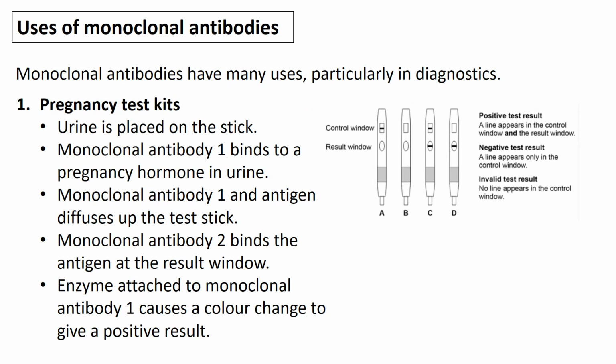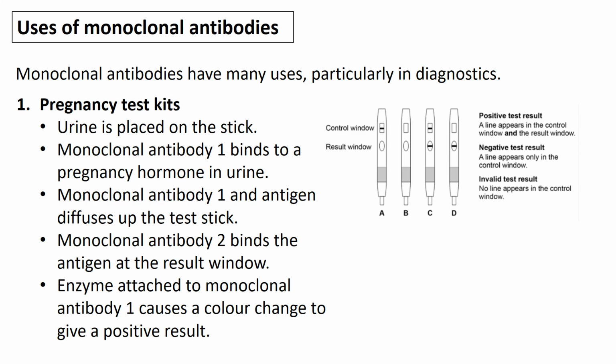And the reason you might want to do this is for all of the different uses. So you can use monoclonal antibodies in pregnancy test kits. So you would urinate on the bottom of the stick, and you would have one antibody that binds to the pregnancy hormone in the urine. And then this antibody and the antigen will diffuse up the stick to the window. And then there's a second antibody that's already there waiting to see if the antigen appears. And that's at the result window. If the first antibody has something like an enzyme attached to it, what you will see is a colour change in the positive result window.